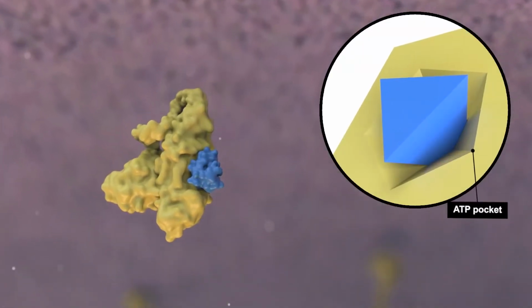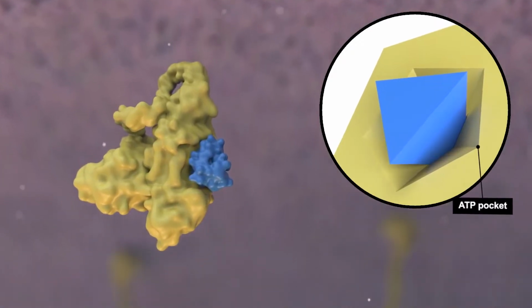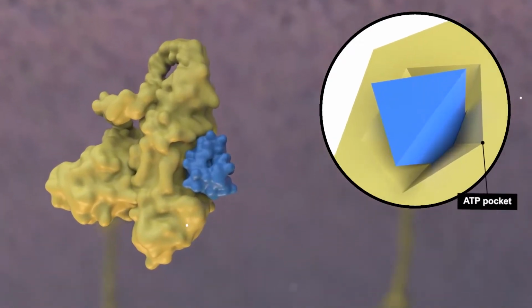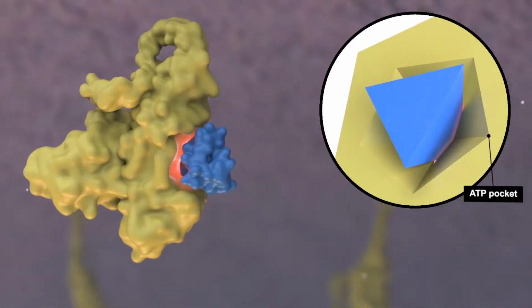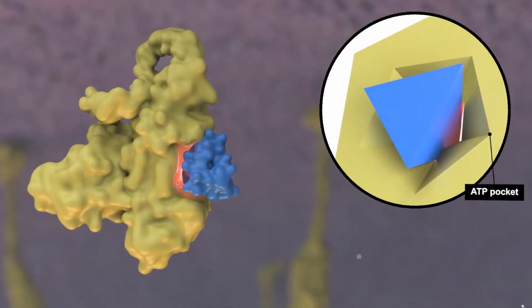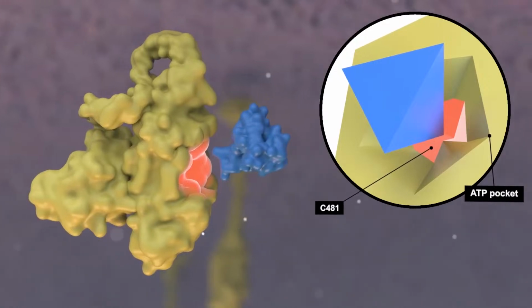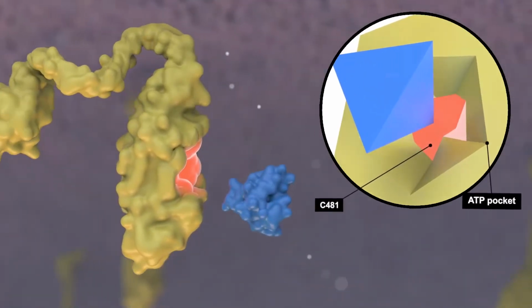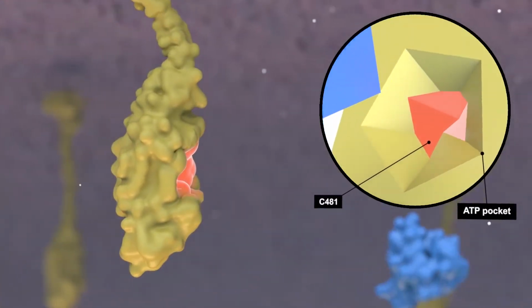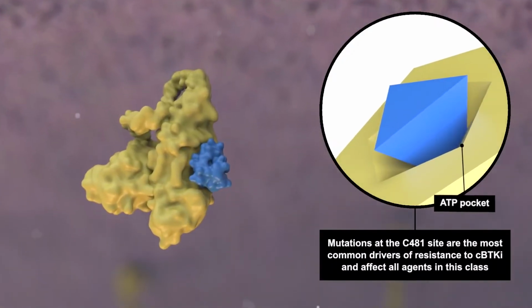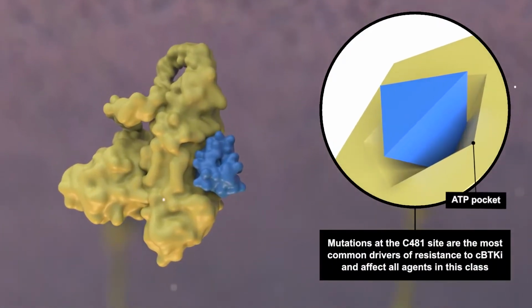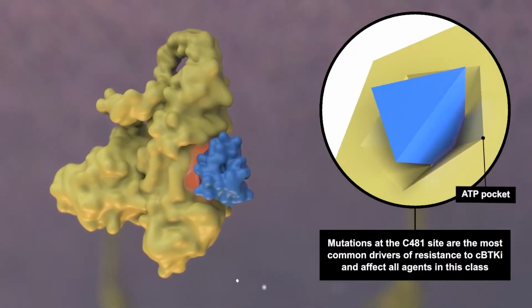These drugs are incredibly effective for patients with B-cell malignancies, but unfortunately, resistance can occur. The most common resistance pathway identified is a mutation specifically at the C481 site, which makes it difficult for covalent BTK inhibitors to bind. This is the most common mechanism for covalent BTKI resistance in CLL and affects all agents in this class.